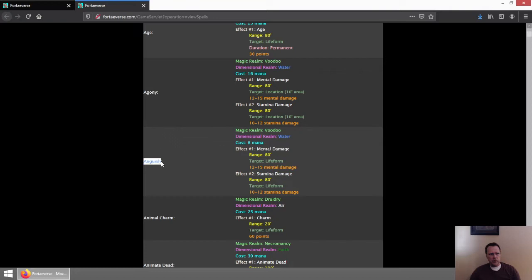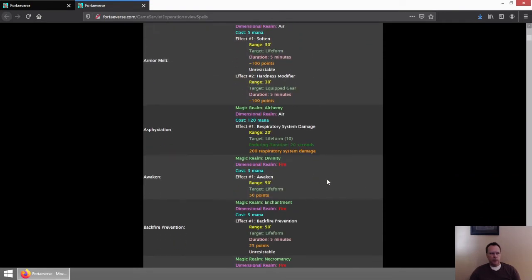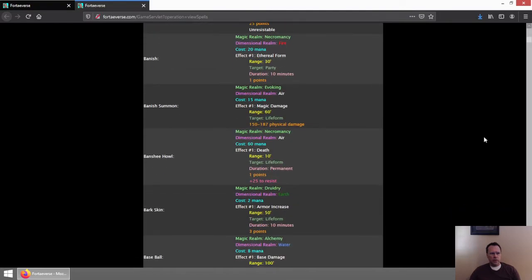For example, if we just look at this Anguish spell, this is in the magic realm of voodoo. So shaman get the voodoo skill. We can see the cost, we can see the dimension. We can see it has 2 magical effects when it's cast. The target is a single life form, goes 80 feet, and it does 12 to 15 mental damage, and it also does stamina damage. So you can just peruse this list and see all kinds of information about all the spells.